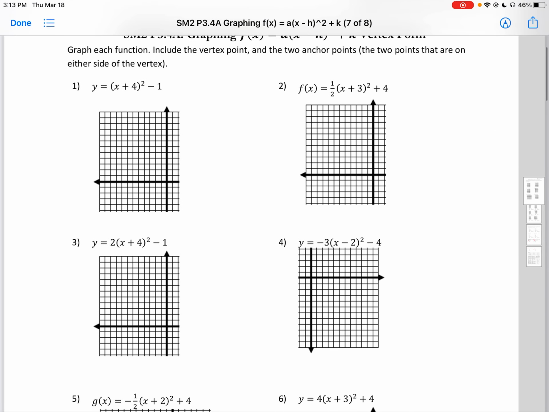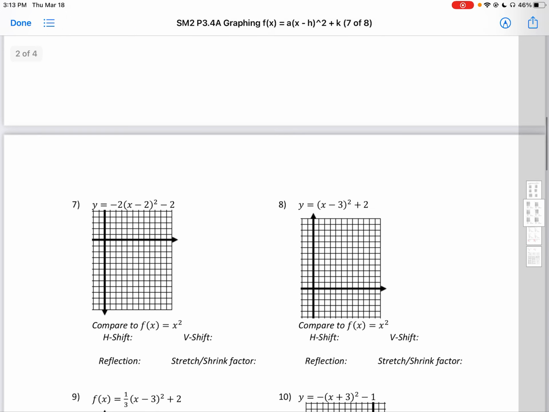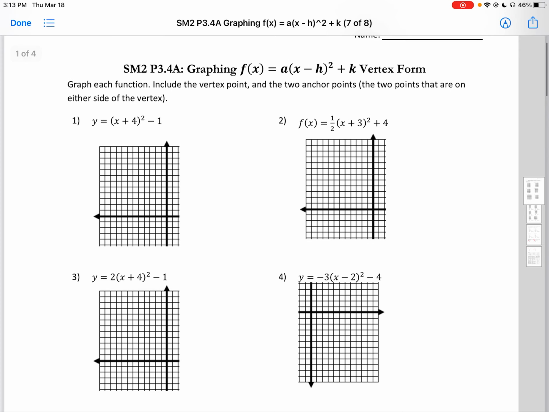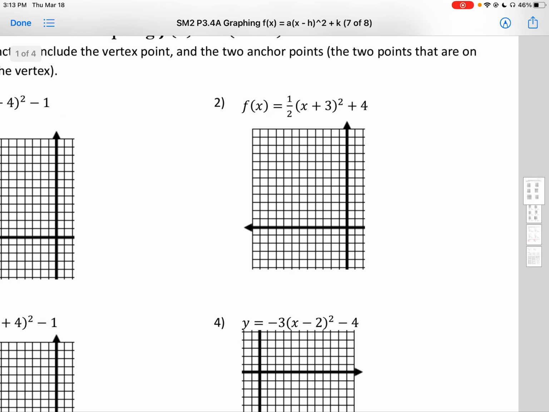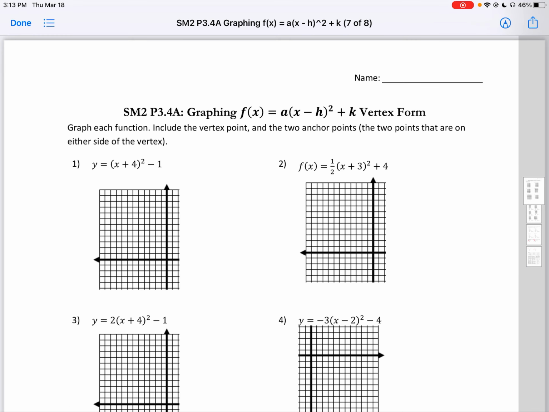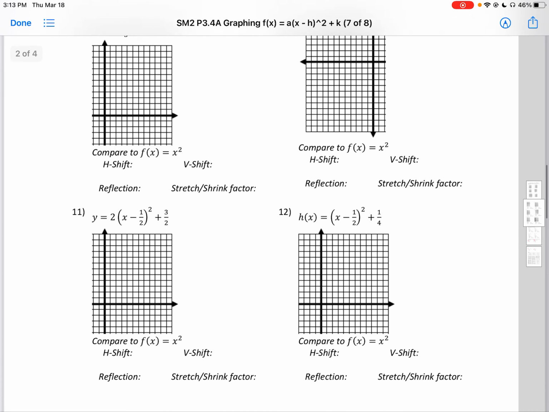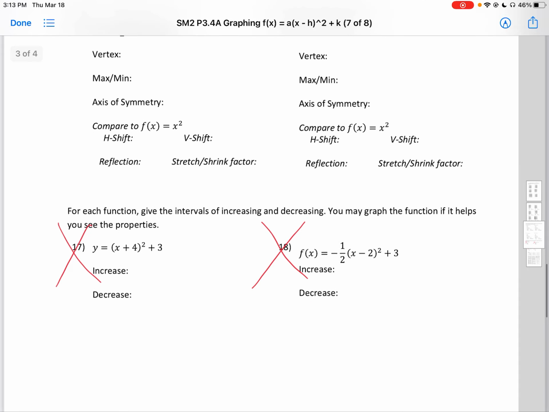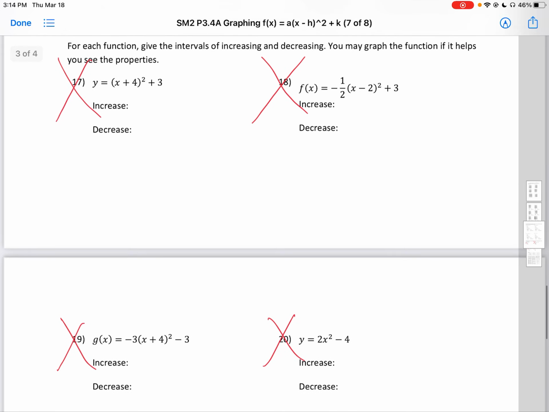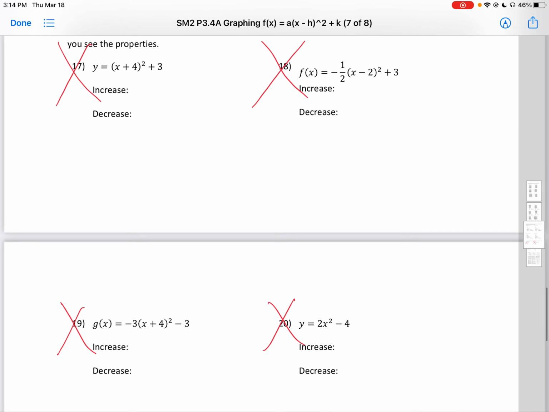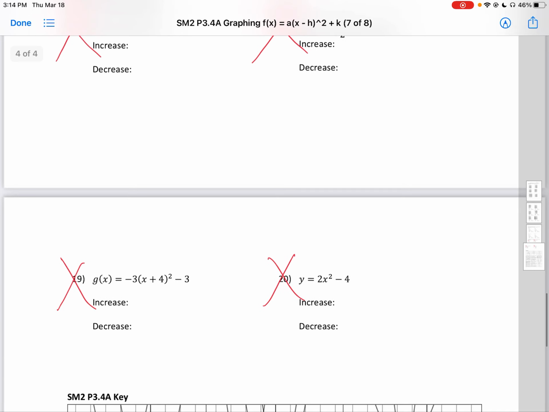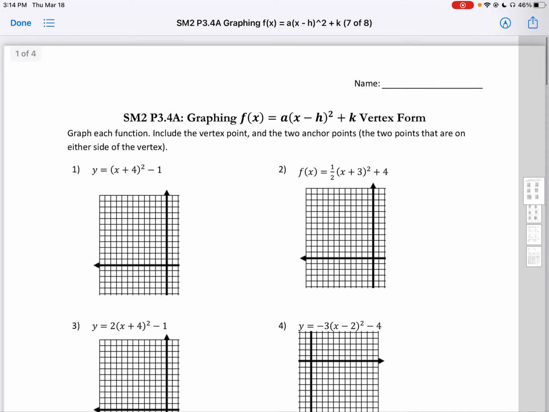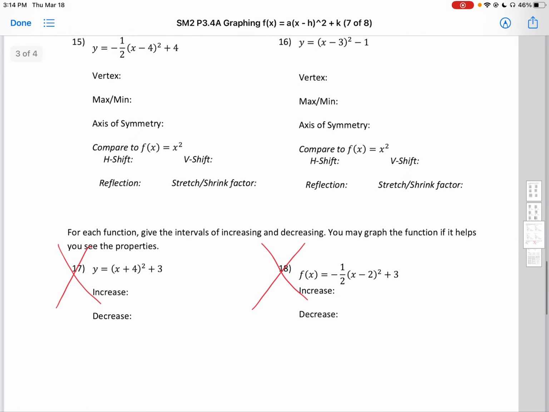Julie can help you. I can help you on Monday. Help each other. It's the exact same as the notes, except this doesn't guide you through the steps. So just do the same thing we did on the notes. When you get to the end of here, I want you to do all of these 13 through 16. I don't need you to do 17 through 20. You can cross out 17 through 20. So on 3.4a, do everything 1 through 16.